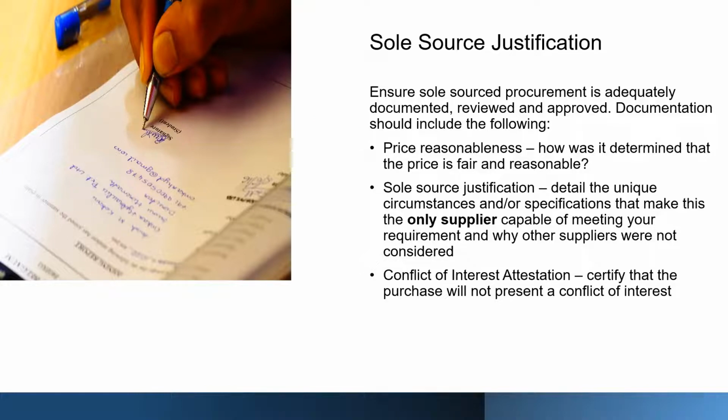If the procurement action is sole sourced, then as part of the documentation, the following needs to be provided. Price reasonableness. How is it determined that the price that you are paying is fair and reasonable? Sole source justification. Detail the unique circumstances and or specifications that make this the only supplier capable of meeting your requirements and why other suppliers were not considered. And lastly, conflict of interest attestation. As Bill talked about earlier, this has been a problem in the past, and as part of this process, a conflict of interest attestation needs to be completed, which certifies that the purchase will not present a conflict of interest issue.